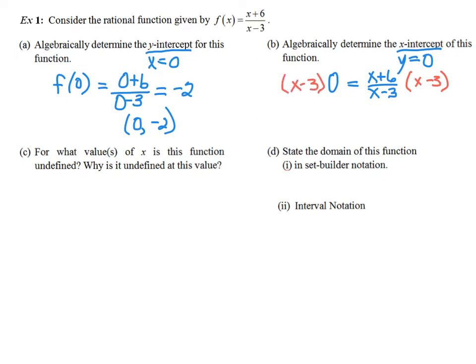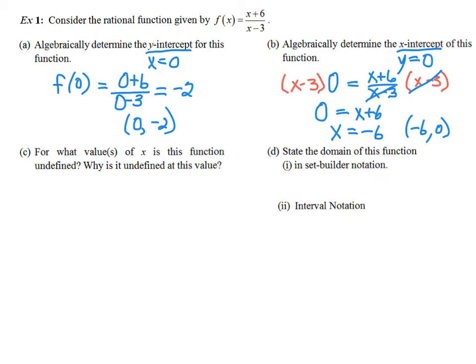But when I do that on the left side, 0 times (x minus 3) just gives me 0. On the right side, the x minus 3's cancel, so I have x plus 6. So x is equal to -6 is going to be my x-intercept. That would be the point with coordinates (-6, 0).